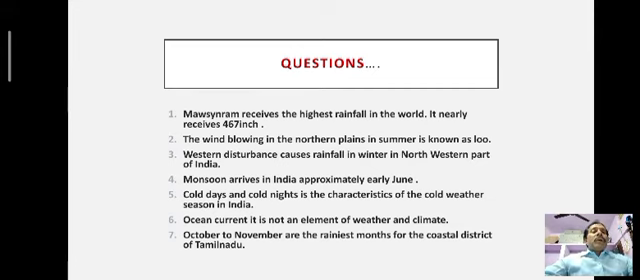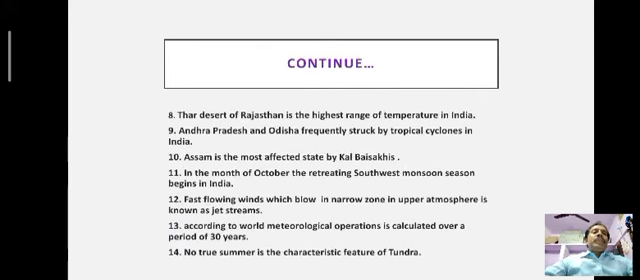Next, October to November are the rainiest months for the coastal districts of Tamil Nadu. So one question we have already discussed, why Tamil Nadu gets rain during the months of October and November. So the reason is that the winds, when they return back towards the ocean, due to that in October to November Tamil Nadu gets the rain.